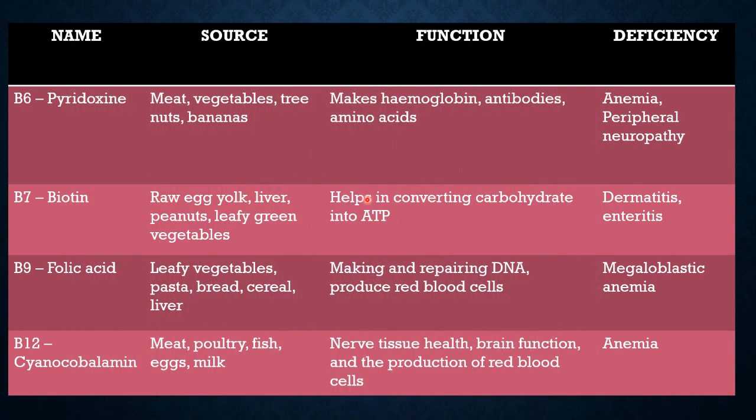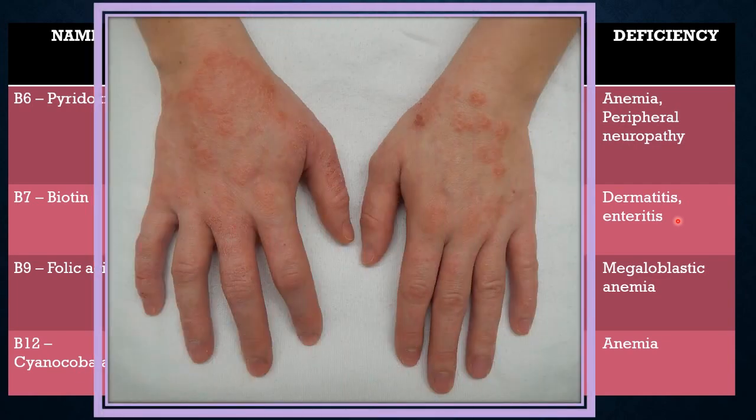Then vitamin B7, called biotin. It is present in raw egg yolk, liver, peanuts, and leafy green vegetables. They help in converting carbohydrate into ATP. Deficiency of vitamin B7 leads to a condition called dermatitis. So you can see dermatitis. In dermatitis, the skin looks dry. It will be swollen and sometimes redness will be there.